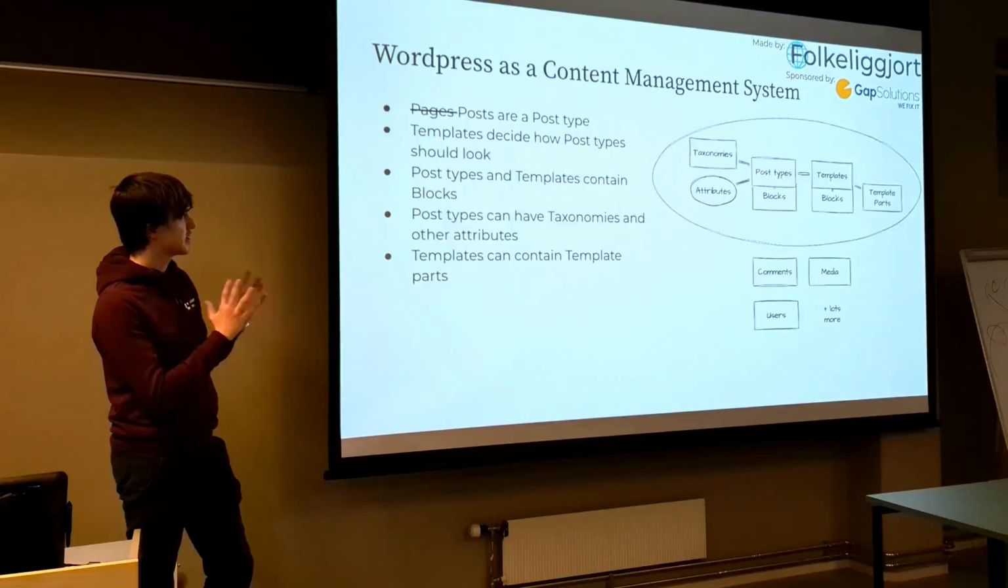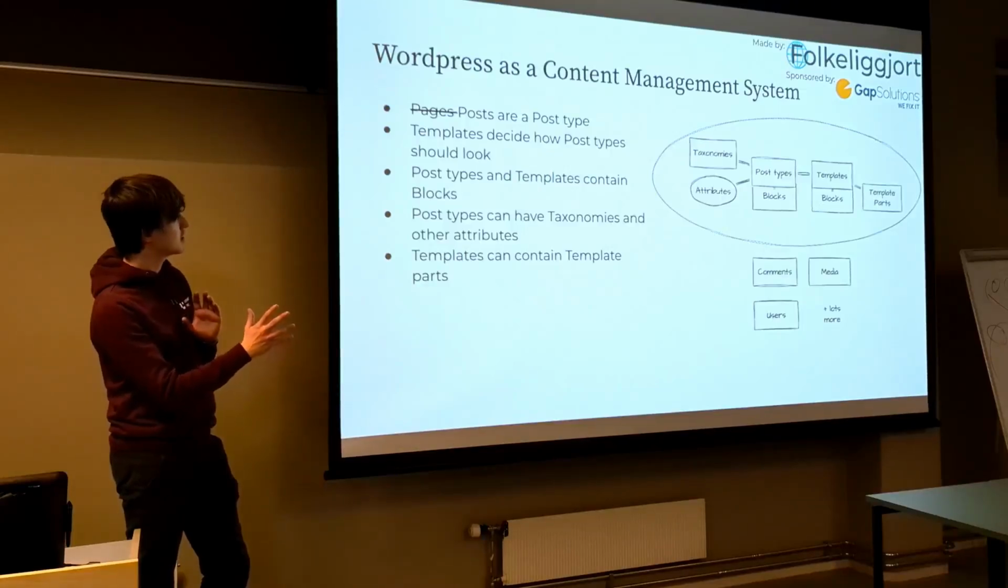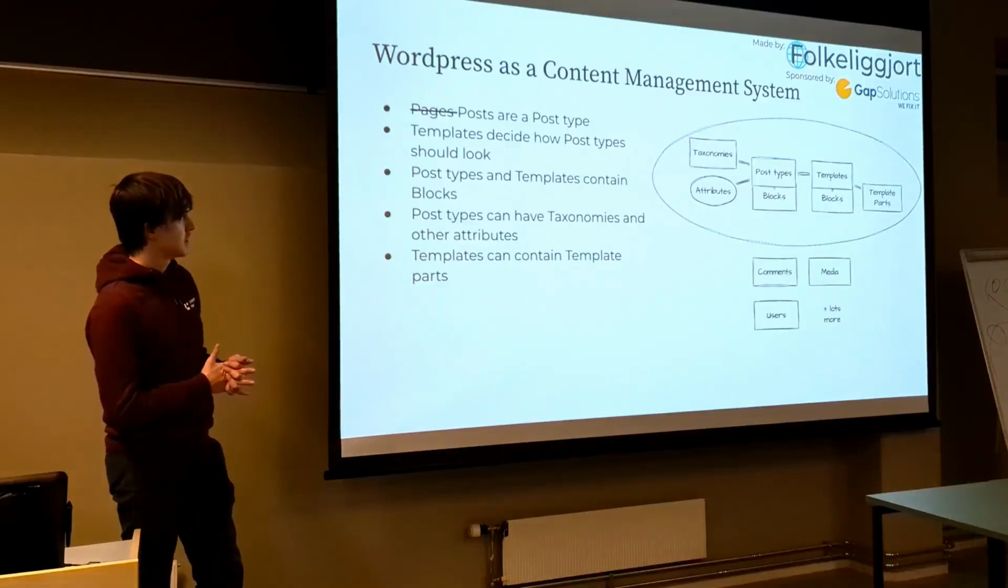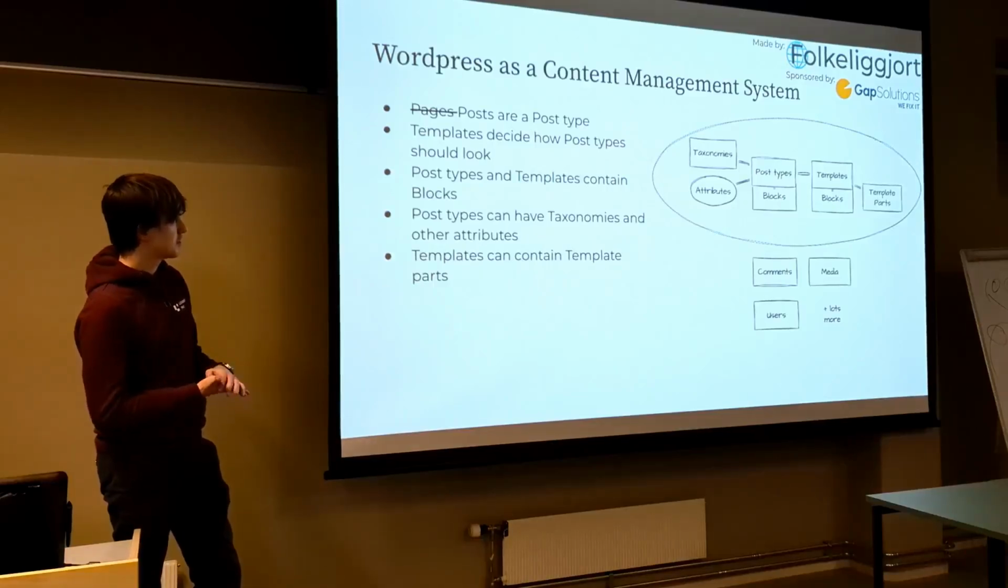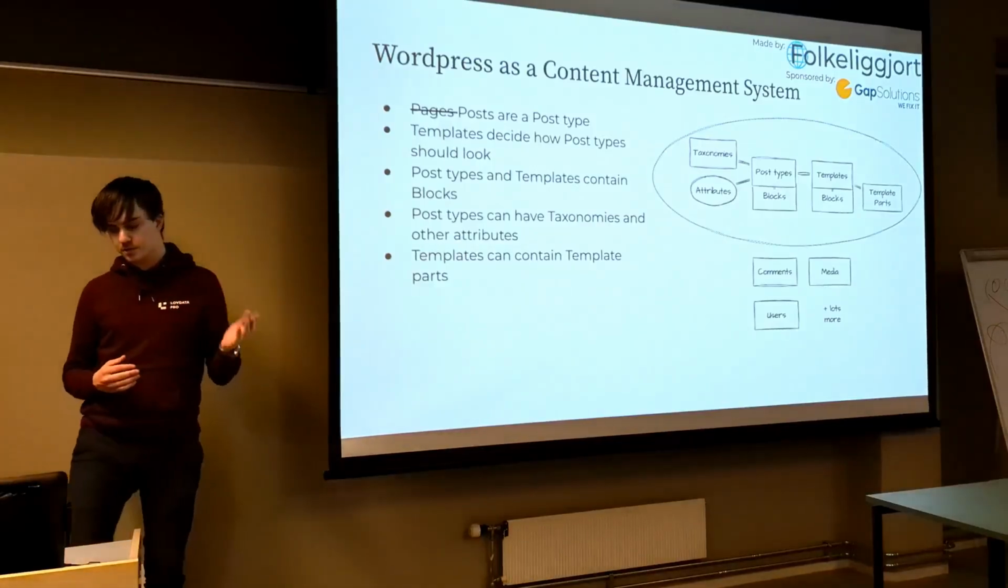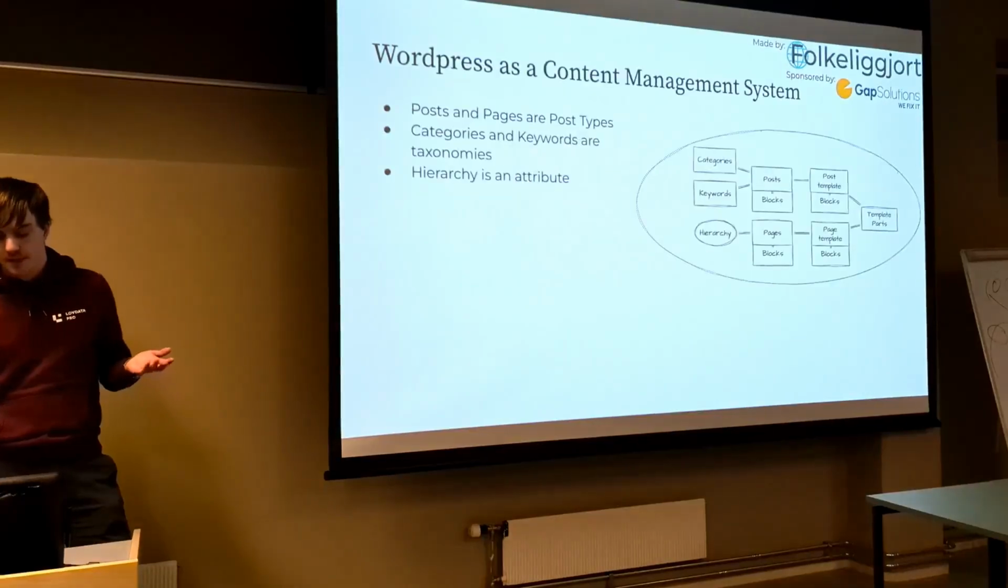So you've abstracted templates, which decide how your post type should look, and then post types that are connected to those templates. And post types and templates each contain blocks, which are the lowest denominator of elements. It's like your basic element. And then your post types can have taxonomies, attributes, and lots of metadata connected to them that makes them useful in different ways. And then your templates can have template parts, which are shared parts between your templates, like your header and your footer.